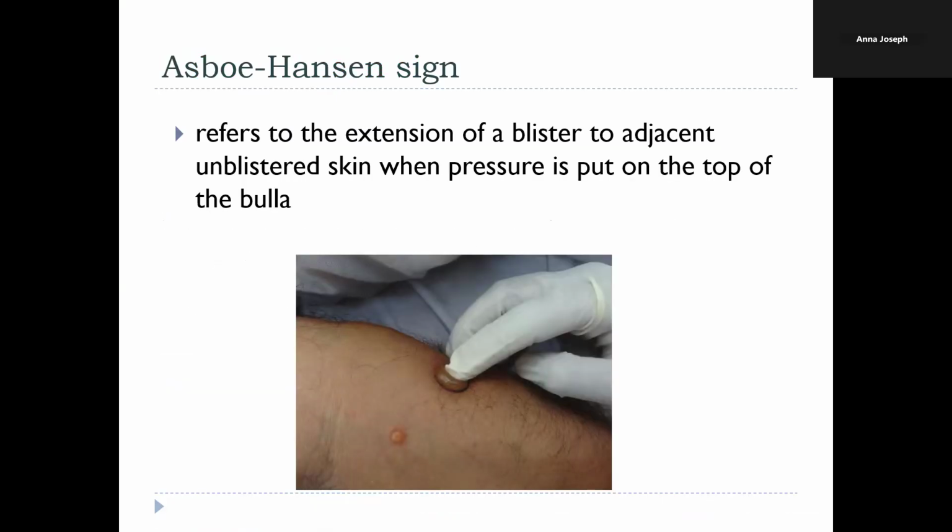Another clinical chairside test that can be elicited is referred to as the Asboe-Hansen sign. The Asboe-Hansen sign is extension of a blister to adjacent unblistered skin when pressure is placed on top of the bulla. So vertical pressure placed on the bulla will result in lateral extension of the blister. This is the Asboe-Hansen sign.